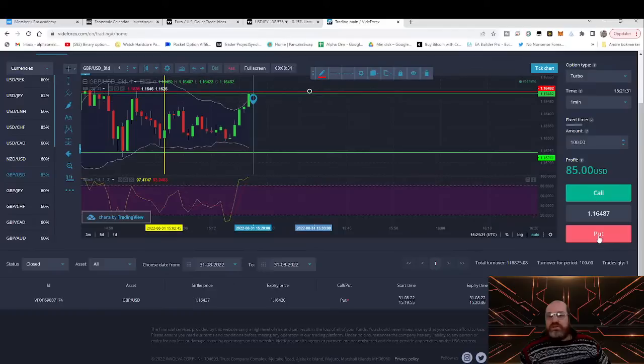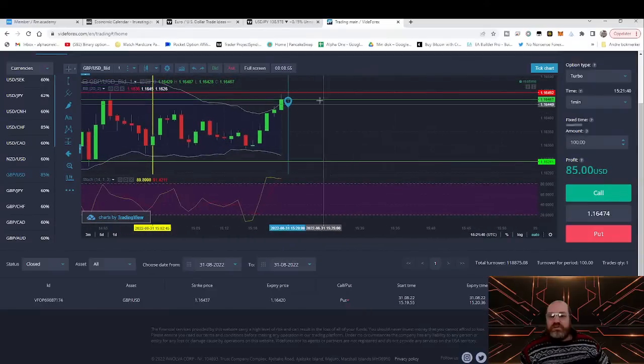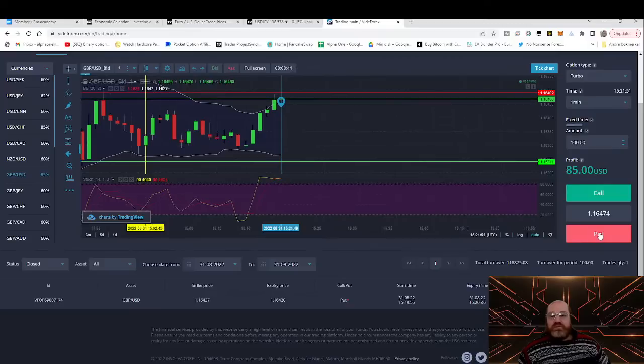Let's see, a little more. We are very close to our line. Let's zoom in a little. You can see we almost touch it, but I'm very critical with my lines. So when I put them, I need to touch my red line to make a put trade. So let's wait and see.